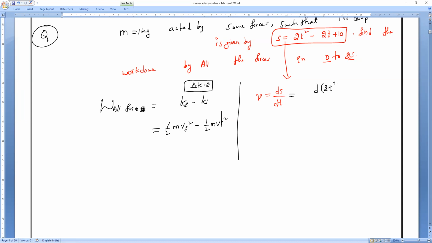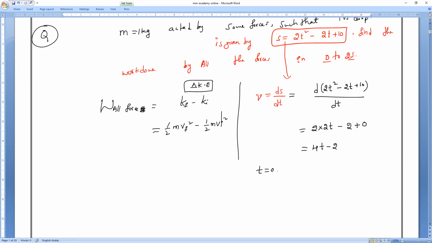So differentiation of 2t square minus 2t plus 10 divided by dt. So apply the differentiation and tell me what will happen. Differentiation of 2t square, so 2 is constant. Differentiation of 2t square is 4t, minus differentiation of 2t, which is 2, plus differentiation of constant 10, which is 0. Which will become 4t minus 2. Am I right or wrong?